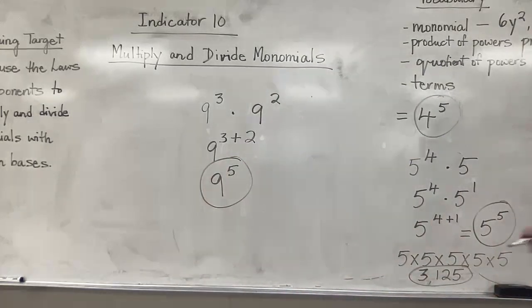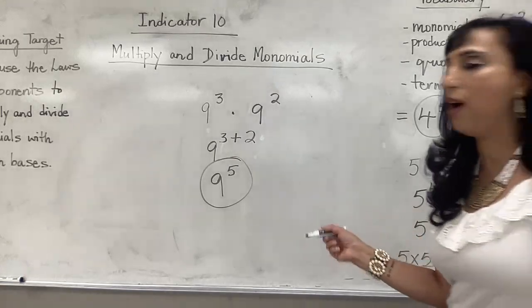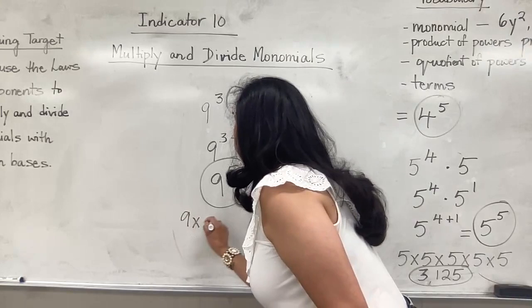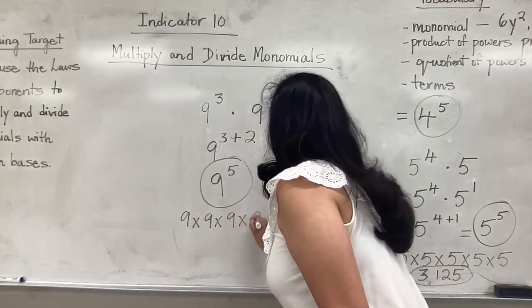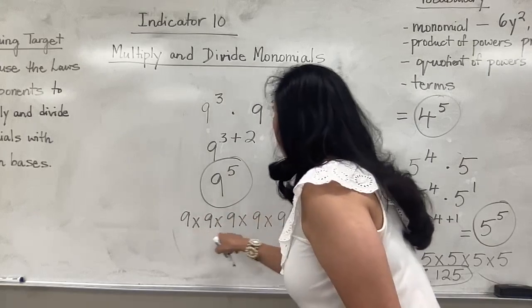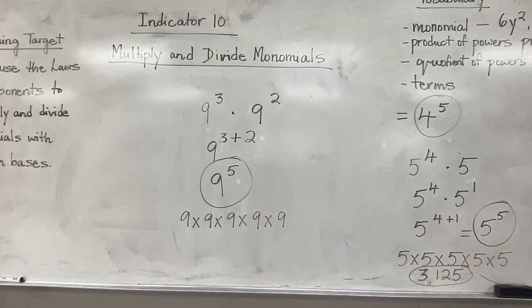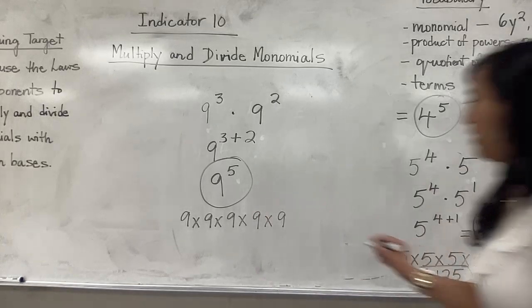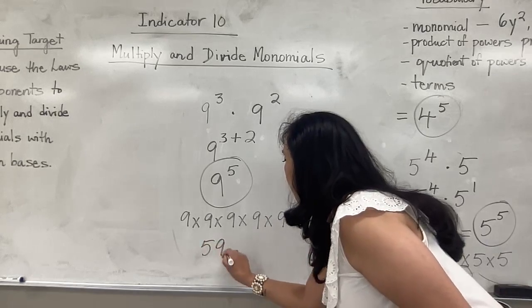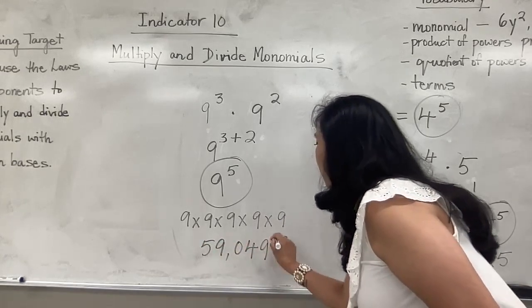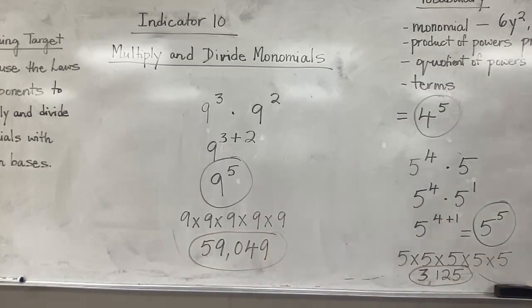And if I had to expand this or put it into the standard form, the expanded form would be 9 times 9 times 9 times 9 times 9. 1, 2, 3, 4, 5. Okay, and if I multiply this in standard form, I'm going to get 59,049, and that would be my standard form of this number. So let's talk about multiplying algebraic powers.